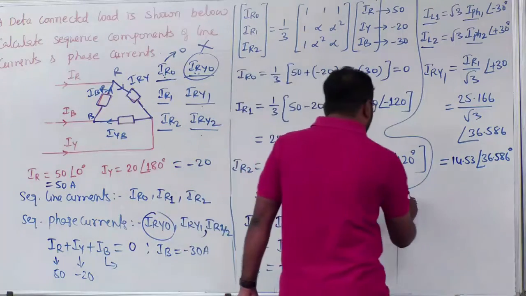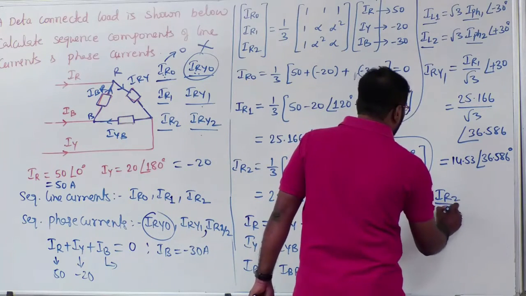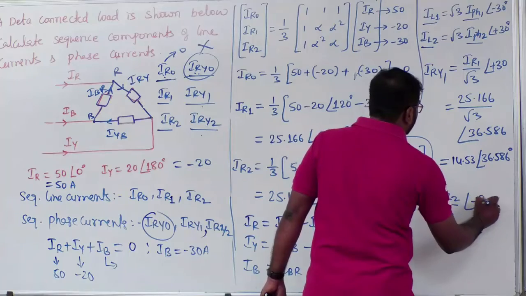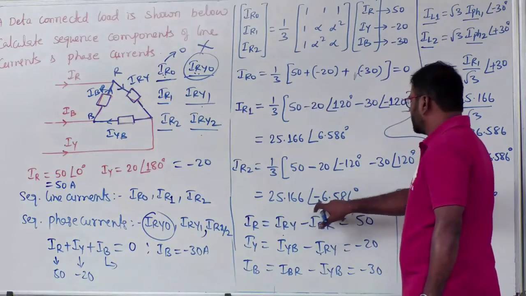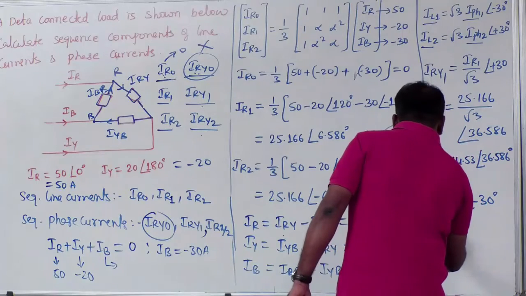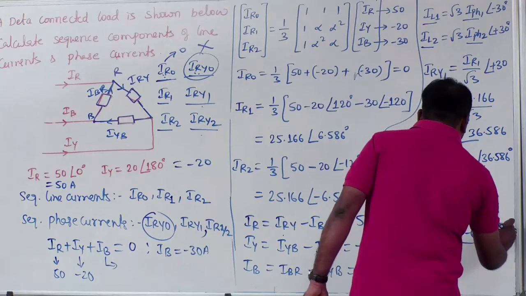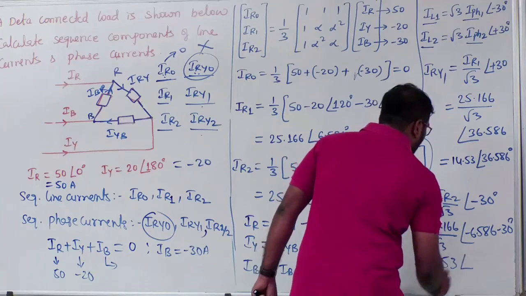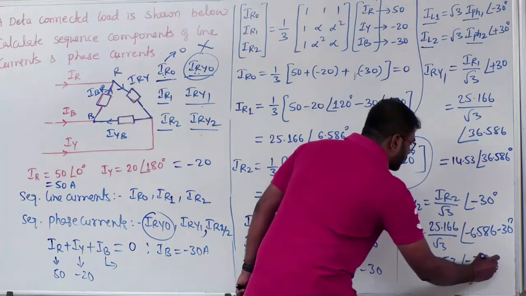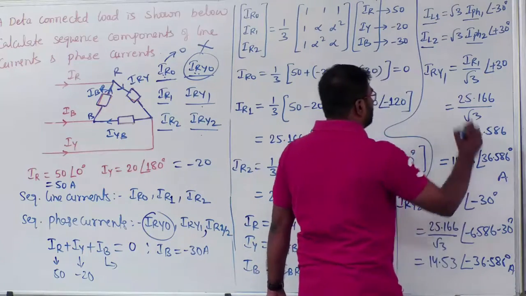Now similarly, what is IRY2? IRY2 equals IR2 by root 3 at an angle minus 30 degrees. IR2 we know is 25.166 at an angle minus 6.586. So 25.166 divided by root 3 at an angle minus 6.586 minus 30 degrees. If I solve this, we get 14.53 at an angle minus 36.586 degrees. This is also in amperes.